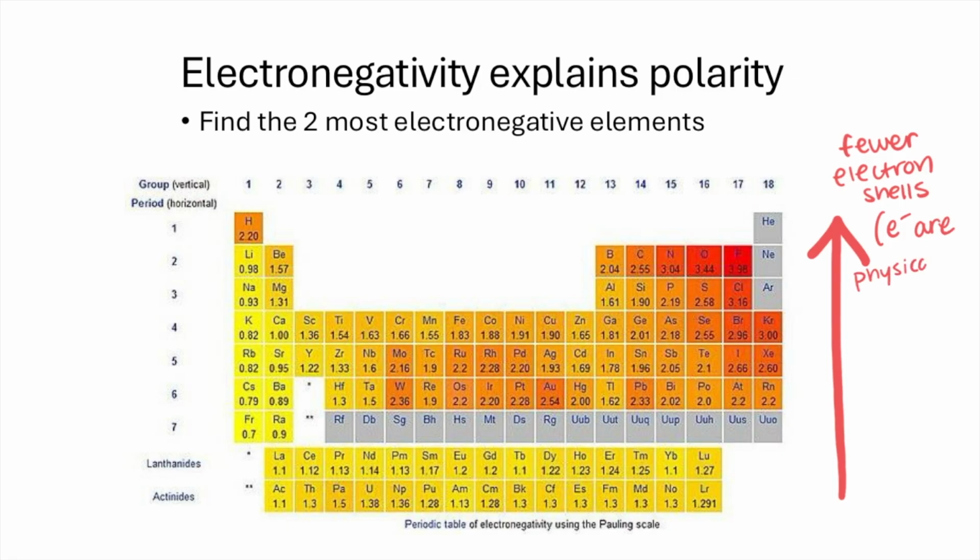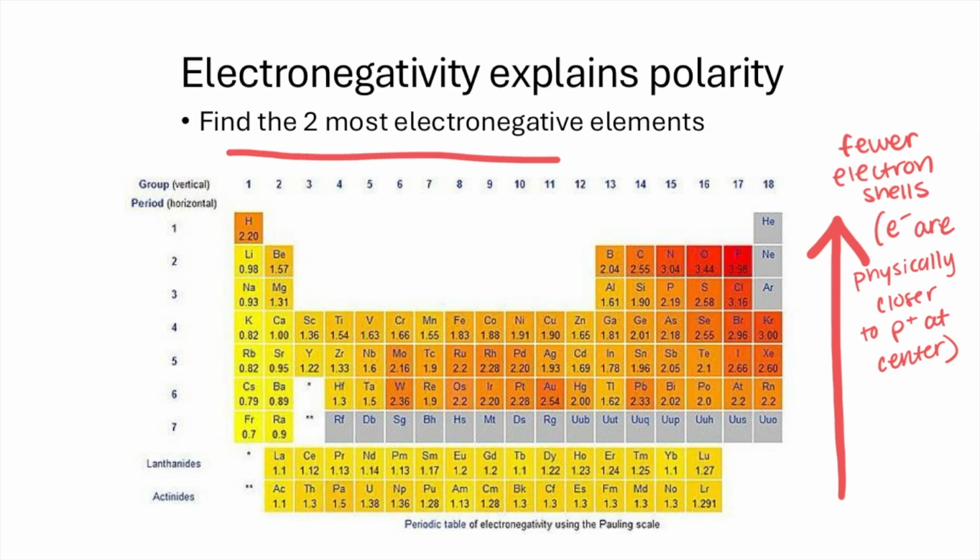Number 1, it increases as you move up a column. That's because atoms near the top of the periodic table hold on to their electrons more tightly. They have fewer electron shells, and their nucleus is closer to the bonding electrons. Basically, it's just a shorter distance, so that means a stronger pull between the protons at the center of the atom and the electrons surrounding. So just think, they're physically closer together.